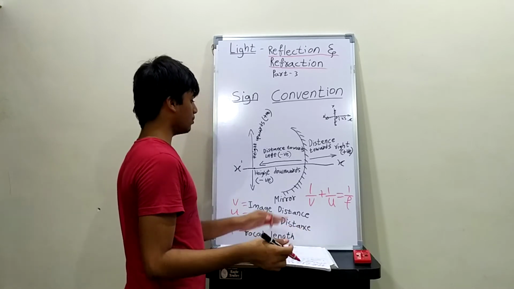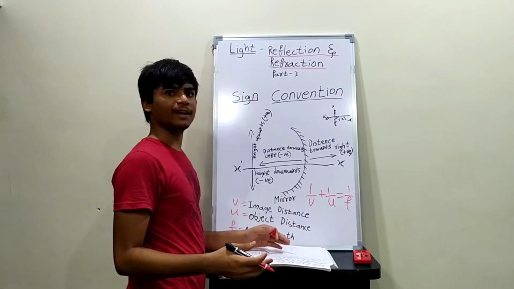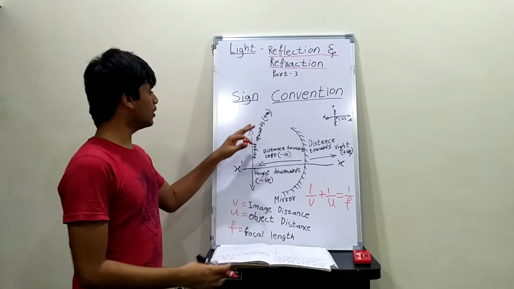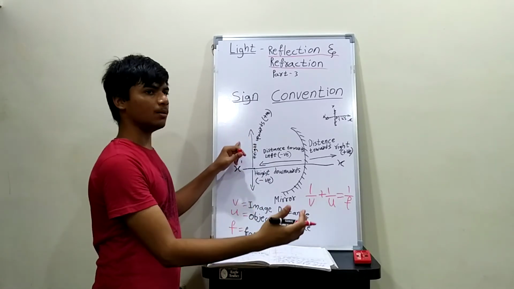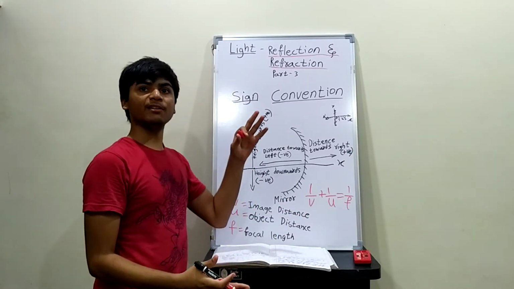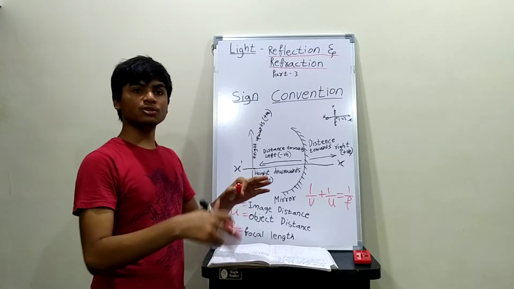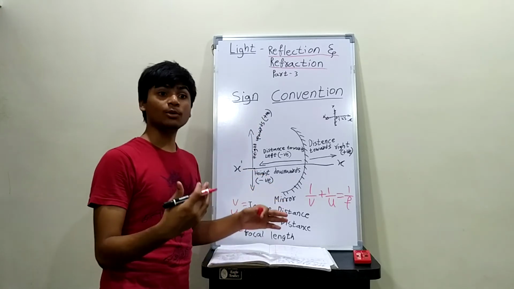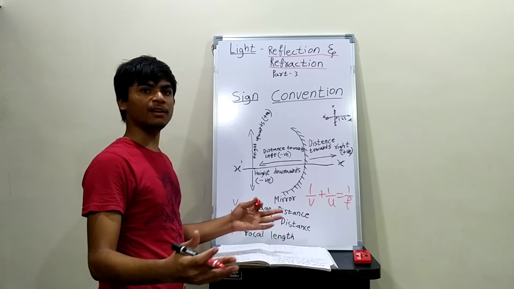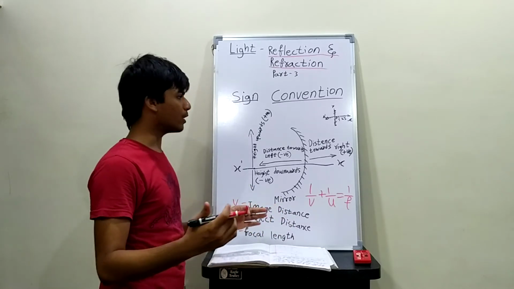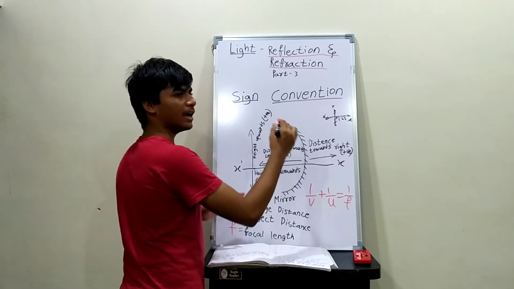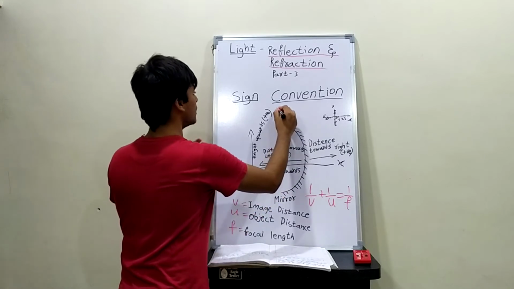Okay students, there's one more formula which I want to tell you about: magnification. If you keep an object here and you obtain an image, sometimes you will observe it as magnified, sometimes not magnified. So based on its size we can say it. To calculate whether the image is magnified or diminished, there's one formula. I don't have space here, so I'll write it here.